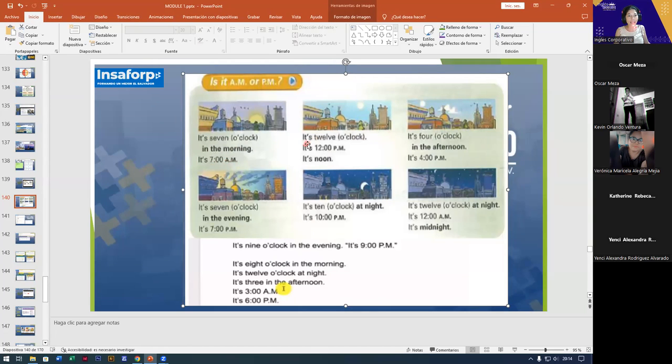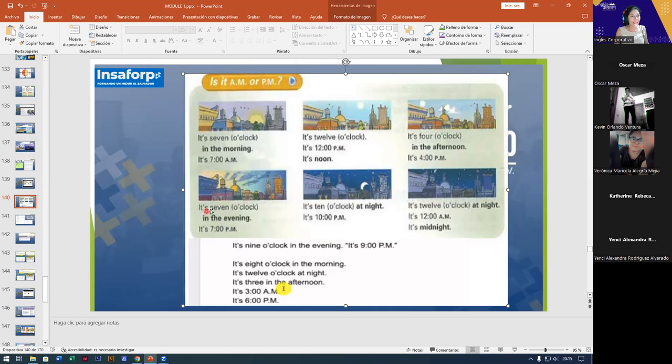Now, the next one is, it's 12 or it's 12 o'clock, because it's exact time, exact hour. It's 12 p.m. It's noon. It's noon substitutes 12 p.m. So that noon, that means mediodía. So that is, it's noon. The next one is, it's 4 or it's 4 o'clock. It's exactly 4 in the afternoon. It's 4 p.m. So if you say p.m., it's because it's in the afternoon, not in the morning now, right?